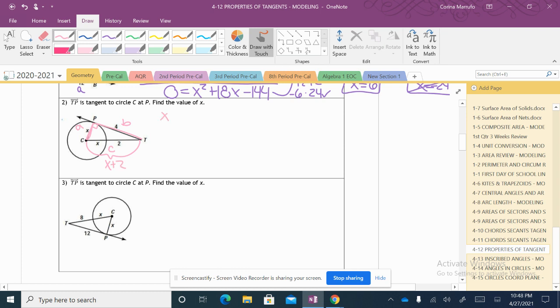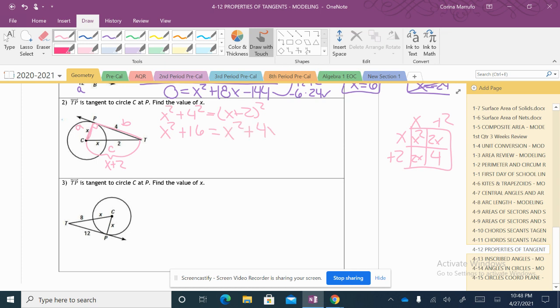So we're going to do x squared plus 4 squared equals x plus 2 squared. So here we get x squared plus 16 equals x plus 2 squared. If I do my work off to the side, x plus 2 times x plus 2, that's what that means, which gives me x squared, 2x, 2x, and then 2 times 2 gives me 4. So this is going to give me x squared plus 4x plus 4, because I combine these two together.